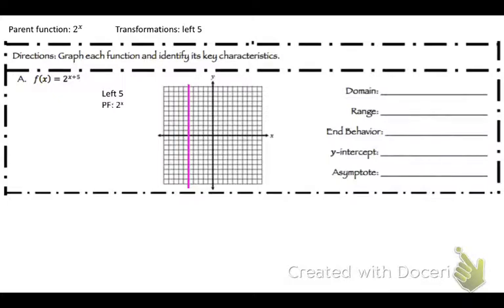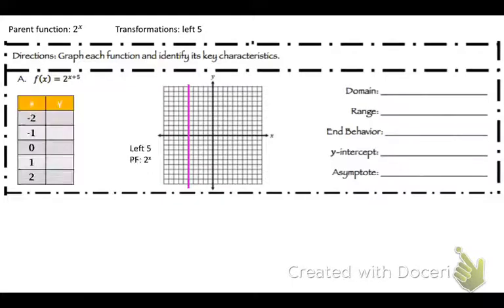Okay? Now my parent function is 2 to the x power. So I'm going to make my little t-chart, -2, -1, 0, 1, and 2. And I need to find my y values, but I'm just going to do it for 2 to the x power. I'm not going to do it for 2 to the x plus 5. We already dealt with that plus 5 by moving this left 5. That's how we dealt with that. Okay?